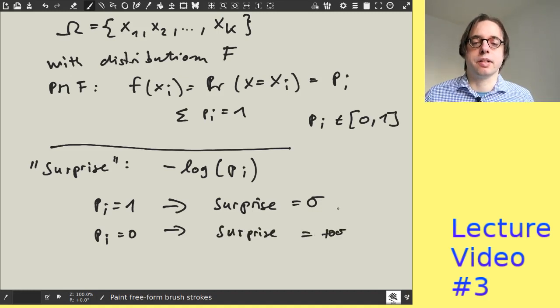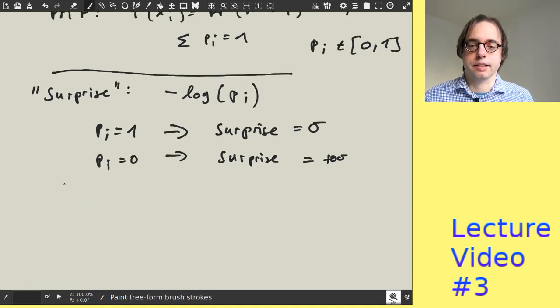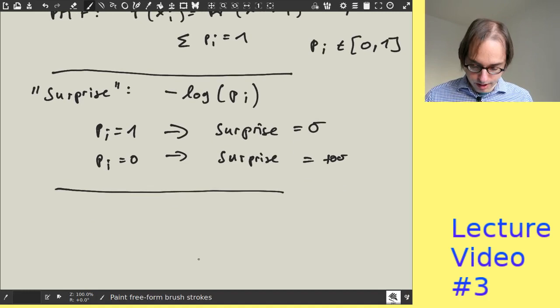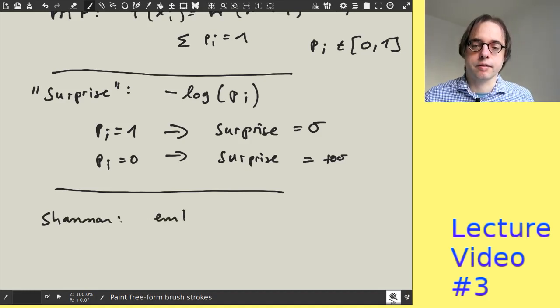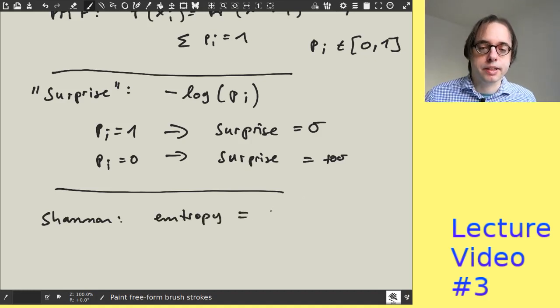Basically the surprise is just a different scale for how you describe probabilities. So it's a transformation of a probability. Minus log the probability is called the surprise. And now what Shannon did, Shannon defined his entropy. Entropy is expected surprise.